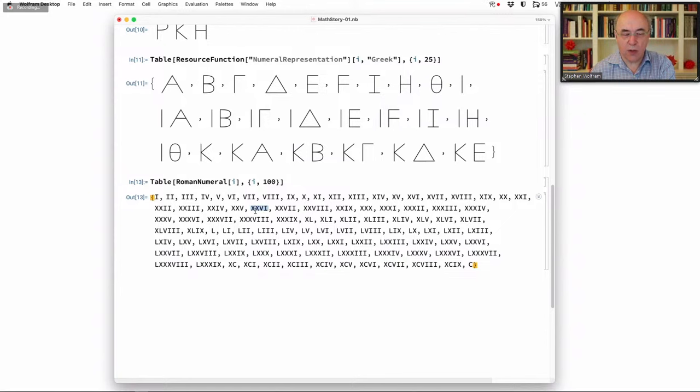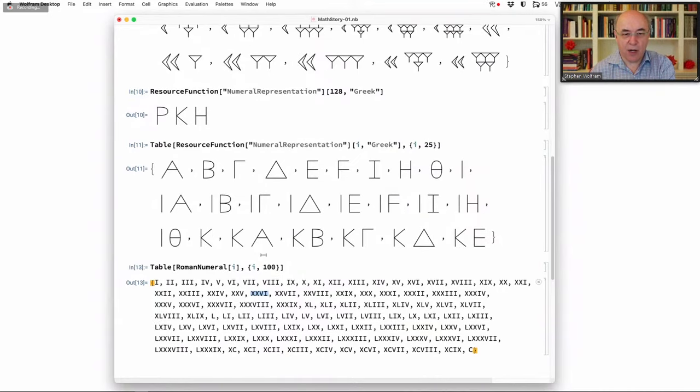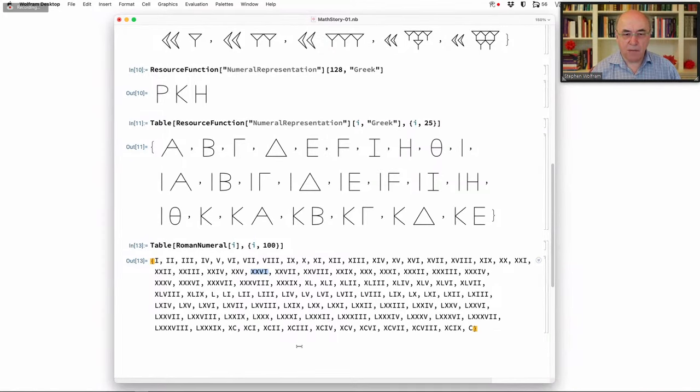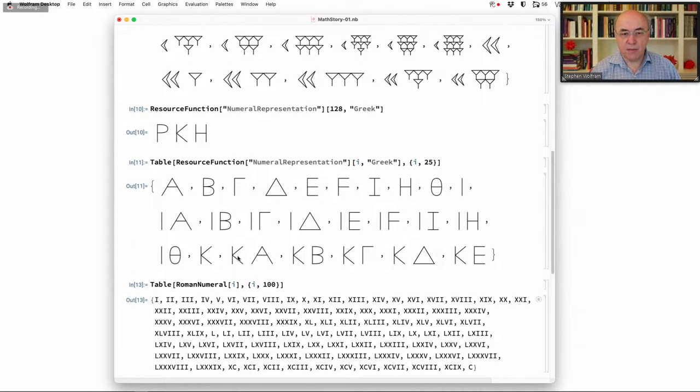It was certainly a lot easier to tell what was going on when you saw XXVI than if you saw a bunch of tally marks or something like this. But when it came to doing things like manipulating numbers, adding them together, this was not an easy system to do that in. The Roman numeral system was the one that was used for many years, basically in the Western world until the 1200s. But there was this alternative idea, the Hindu-Arabic system of numbers, which got brought to the West around 1200 by folks like Fibonacci.